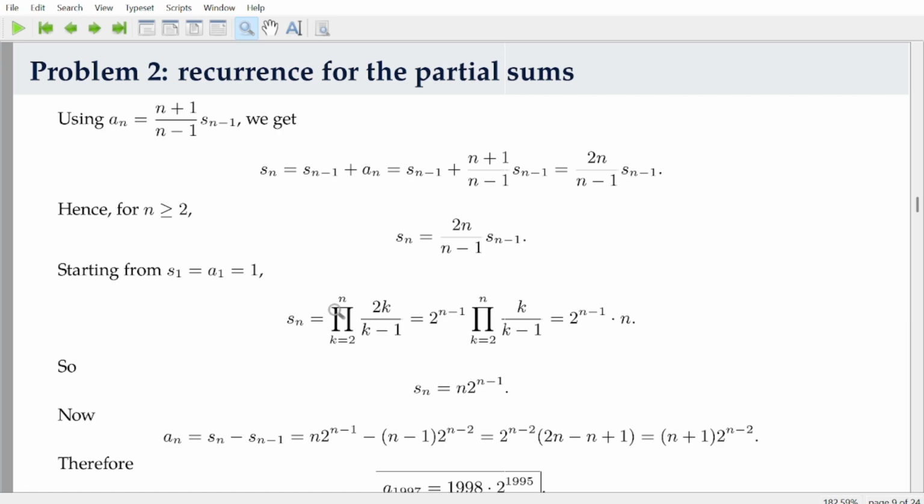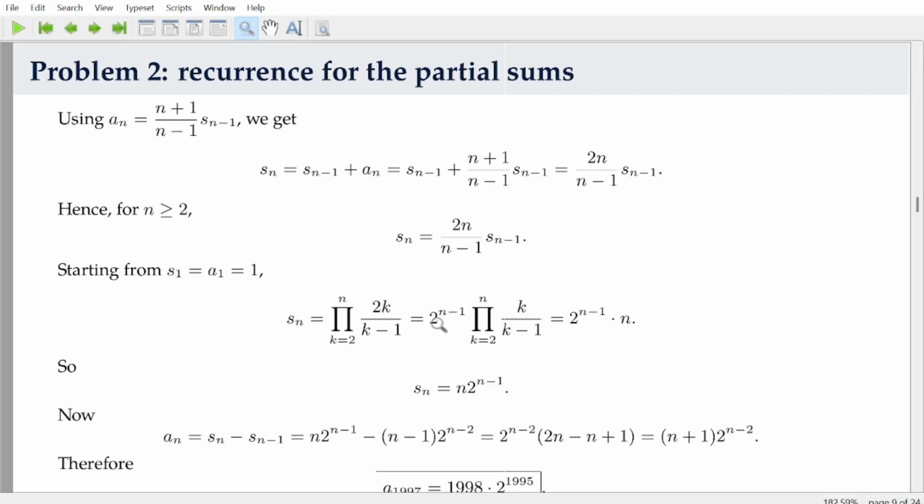So s sub n is given by this product from k equals 2 to n of 2k divided by k minus 1. When you write out this product, it is 2n divided by n minus 1 times 2 times n minus 1 divided by n minus 2 times 2 times n minus 2 divided by n minus 3, and so on. What's going to happen is you're going to have these 2's at the front, because each term is 2 times k, and we have n minus 1 terms because we're going from k equals 2 to n. So we have a factor of 2 to the n minus 1, which we pull out the front of that product.